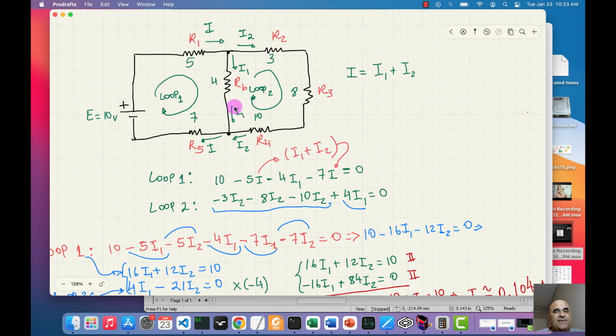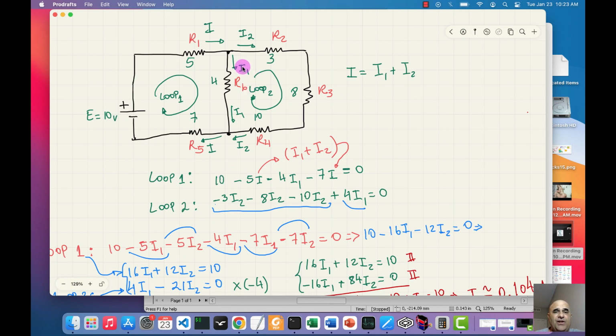4I1. And finally, finishing the loop number 1, we have 7 ohms times the current I. Okay, and this is negative because it is a voltage drop. So for the loop 1, this should be equal to 0. Okay, because the energy is conserved.